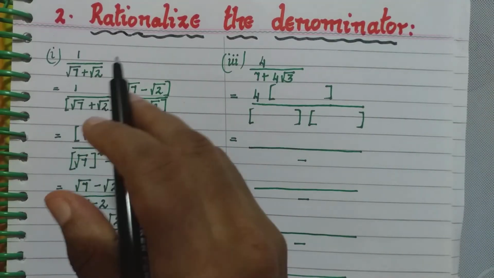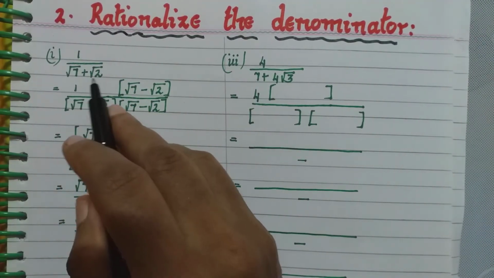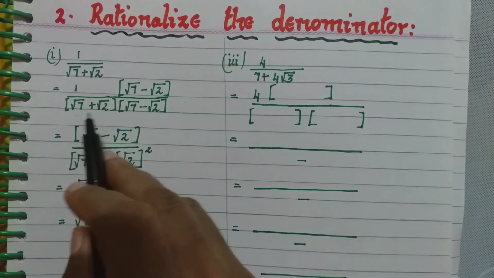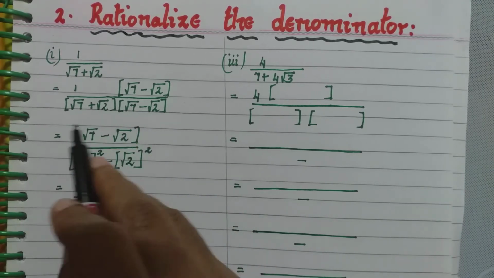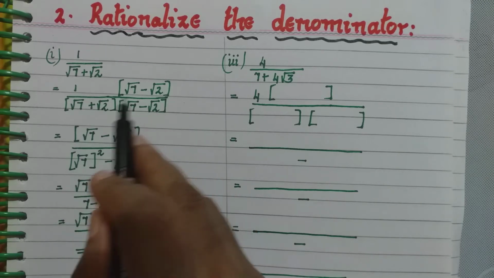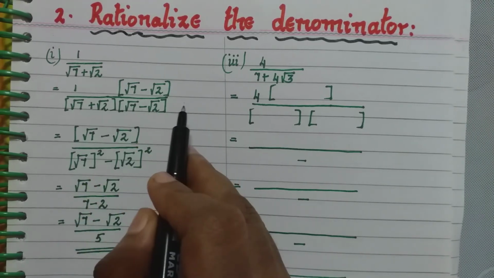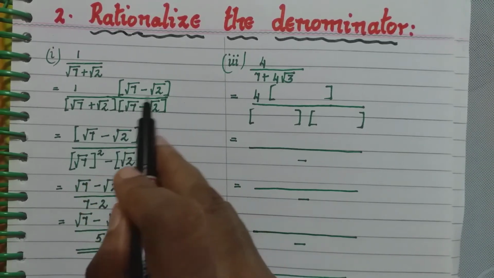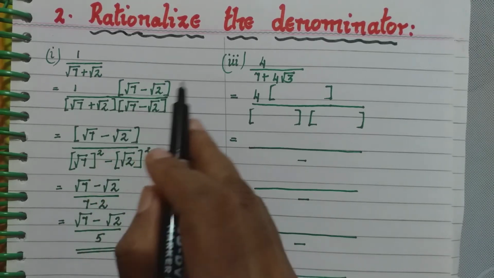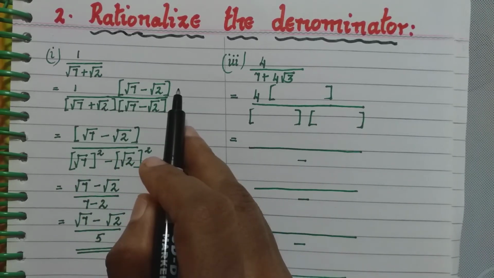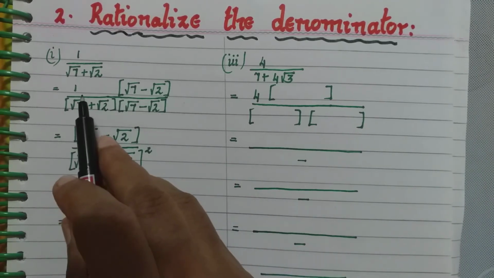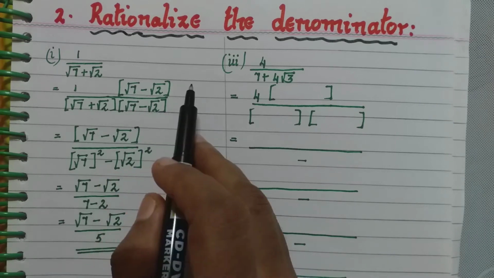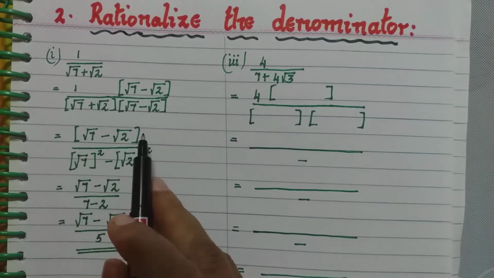Now look at question 1 here. 1 upon root 7 plus root 2. So I told you the rationalizing factor will be the opposite sign number. That is, if here we have root 7 plus root 2, here it will be root 7 minus root 2. So when we multiply in the denominator, we have to multiply in the numerator too. So root 7 minus root 2 is here also.